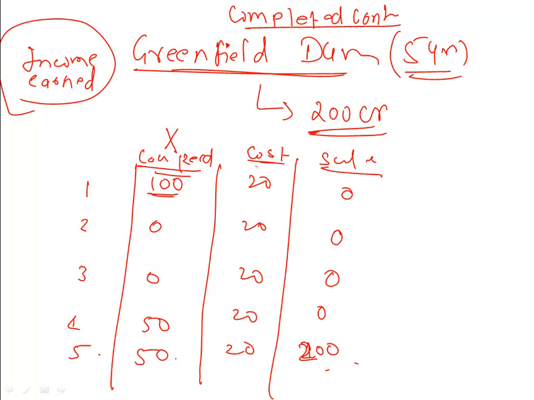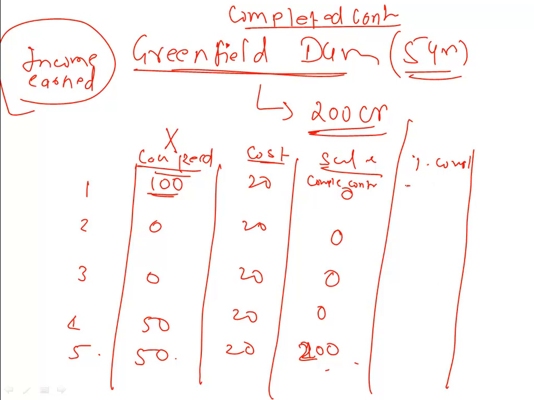But if I am using the other method, which is percentage of completion, let me just write this down as completed contract. The other method is percentage of completion. I would say that what percentage of project is complete in year 1, what percentage of project is complete in year 2, and so on and so forth. So the question is, how do I decide?